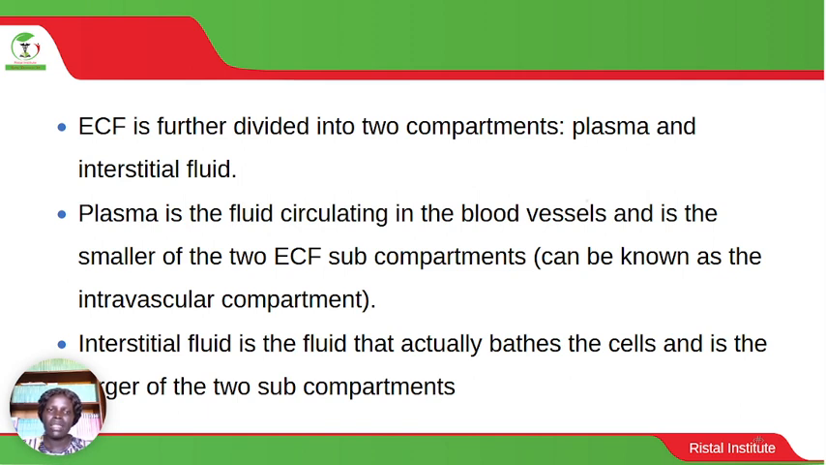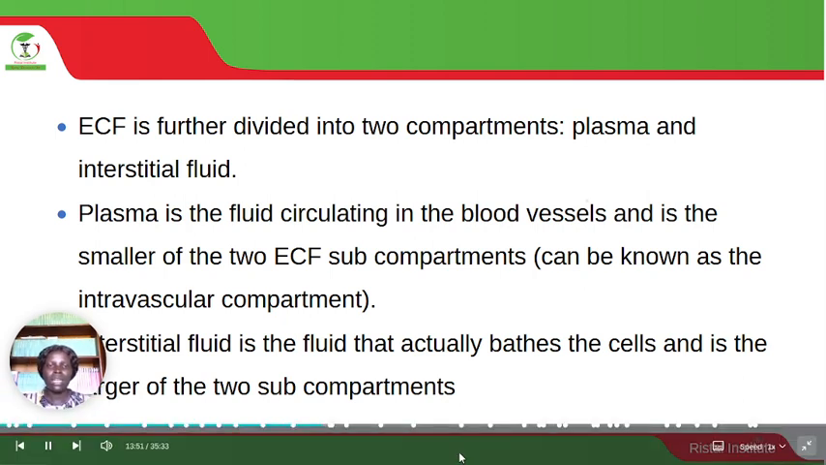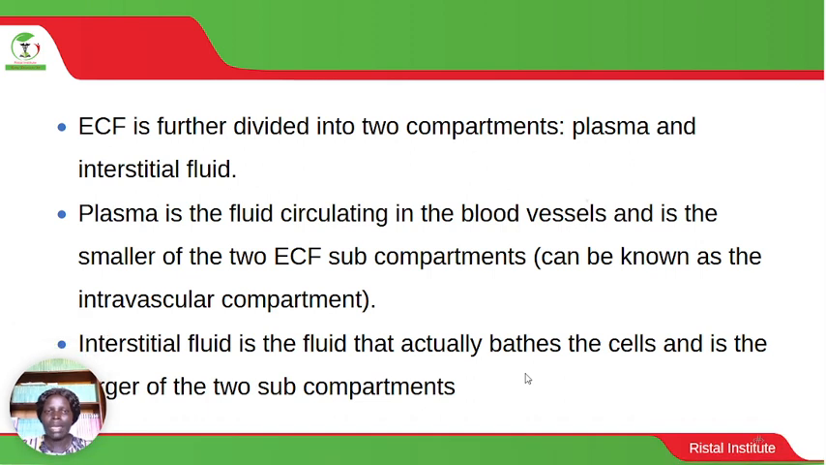Then we have the interstitial fluid compartment, which is also a subcompartment of the extracellular. This one is the fluid that actually bathes the cells. So the cells stay in this kind of fluid, and it is the larger of the two subcompartments. So the interstitial fluid is larger in amount than the plasma.